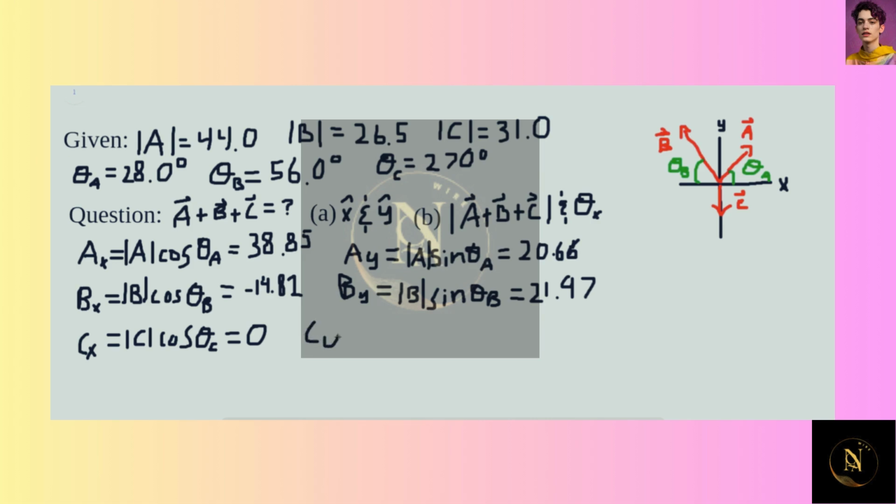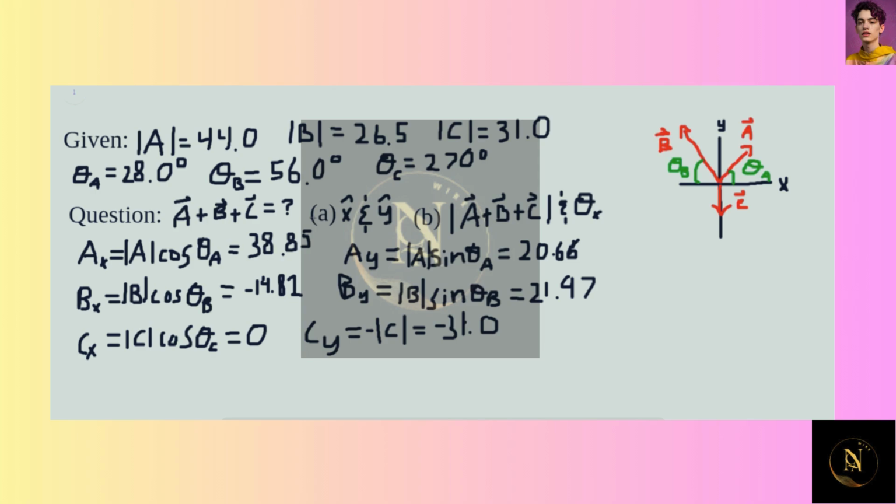And then C sub y, we can just use the same trick that we used previously. Since it's all in the y direction, we know that C sub y is just going to be equal to minus, because it's all in the minus y direction, minus the magnitude of C. So that's going to be equal to minus 31. Okay, so now we've determined all of the components in the x and y direction for A, B, and C.